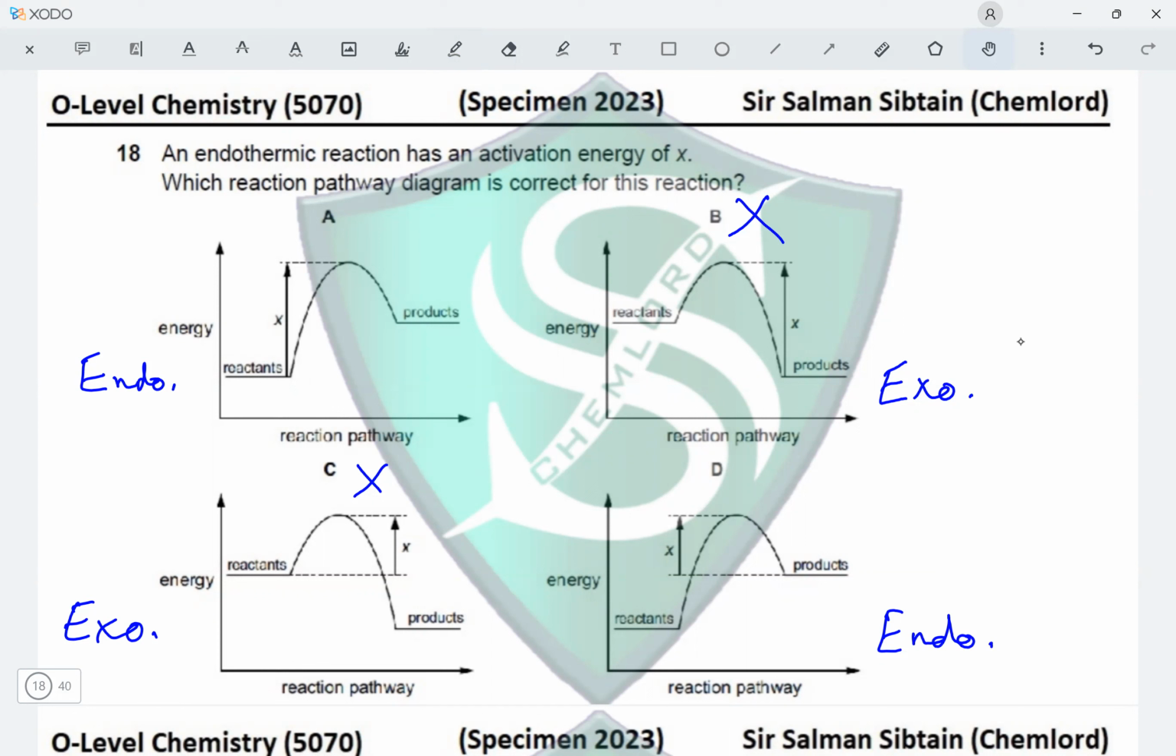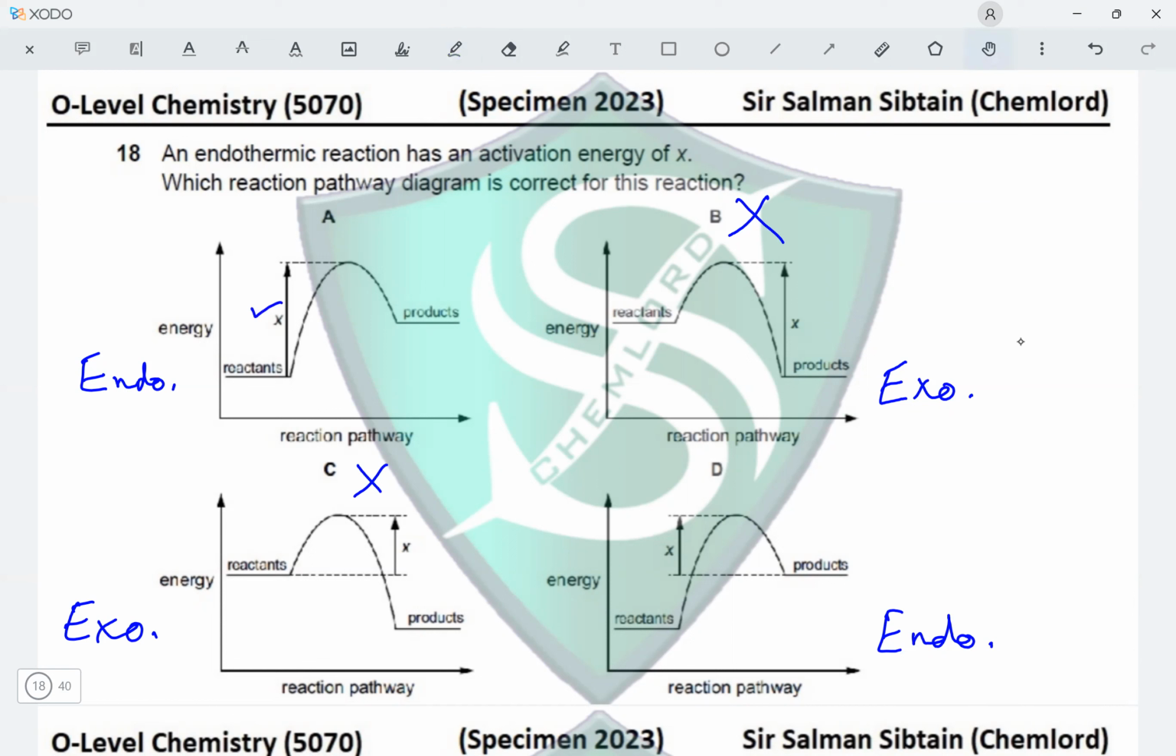So activation energy is the energy between the reactants and the maximum state in the energy profile diagram, which is also known as the transition state. So in diagram A, reactants till the maximum state is labeled as X, which is correct, making option A the correct option. Why is option D incorrect?